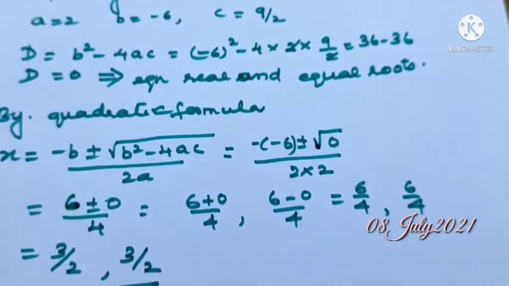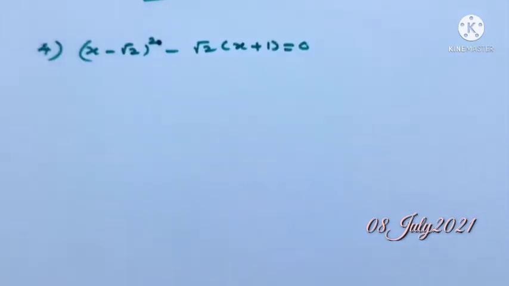So we got the value as 3 by 2 and 3 by 2. Next question is (x minus root 2) whole square minus root 2 into (x plus 1) equal to 0 only. So first we will expand the terms.